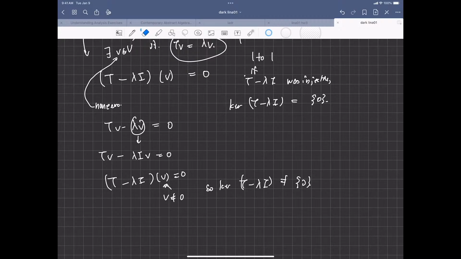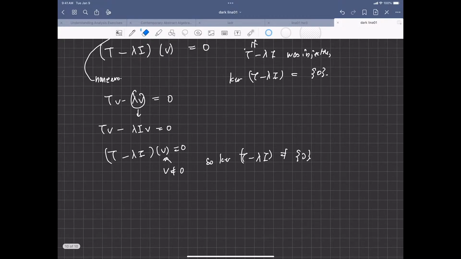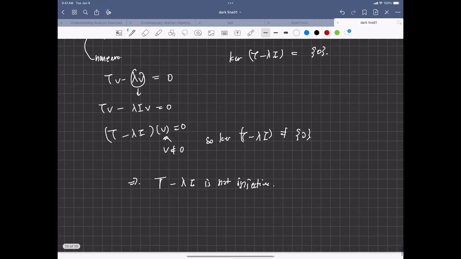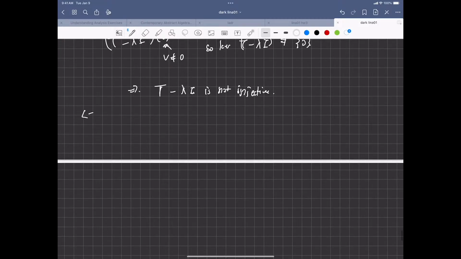Anyway, this means the kernel is non-trivial. And what does this imply? This implies that T minus lambda I is not injective. Okay, so that's nice and simple.